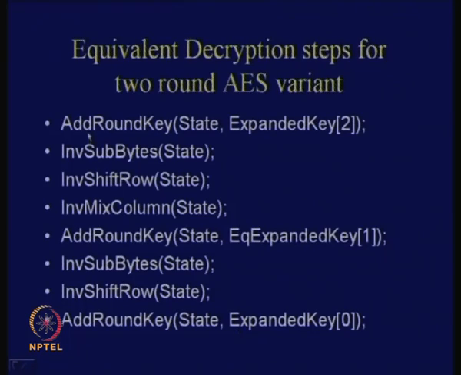Now you see that this sequence of operations is exactly the same as what we had for the encryption function. We also had an add round key, sub byte, shift row, mixed column, add round key, sub byte, shift row, and an add round key. Okay. So the sequencing of the steps is exactly the same. But you need to make one modification: instead of the expanded key, you need to find the equivalent key scheduled output, which means you need to make a small change in the key scheduling function, but the rest of the things are more or less the same. Okay.